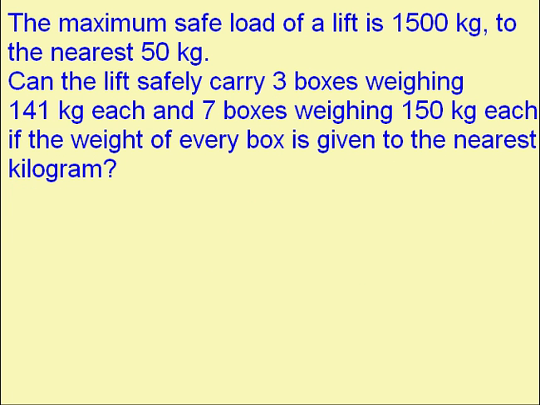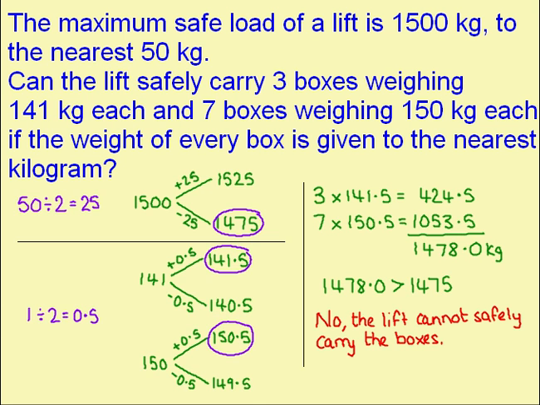Here's another one for you to try. Press pause and have a go. When you're ready, press play. Here's the answer. To calculate this, you need to work out your bounds first of all. Then, to be completely safe, you want to pretend that the boxes are as heavy as they can be, so you take the maximum, the upper bounds for the boxes. There's 3 of these, that gives me this, and 7 of these, that gives me this, and I then add them together. Now, again, for safety's sake, we want to pretend that the safe load is the lowest possible value it can be. So we need to see whether this is more or less than this number here. Because it's more than it, the lift cannot safely carry the boxes.